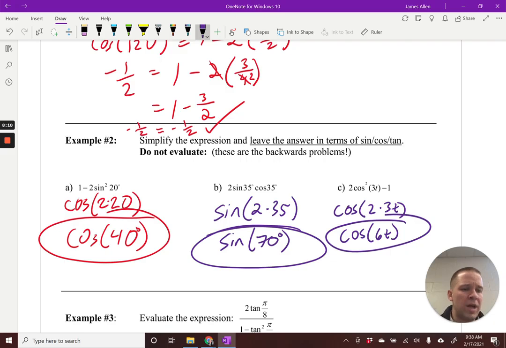Nice. Example 2, done. Continue. I don't know. All right.